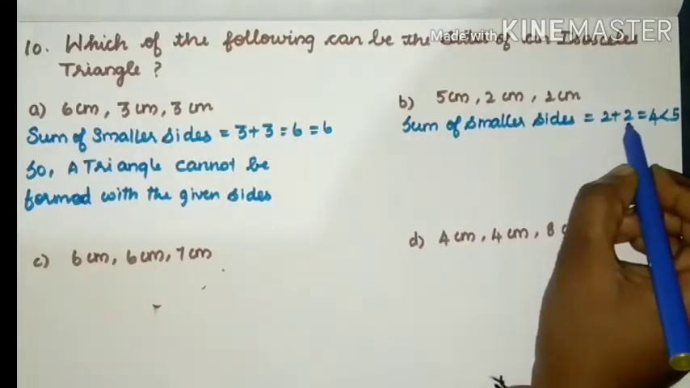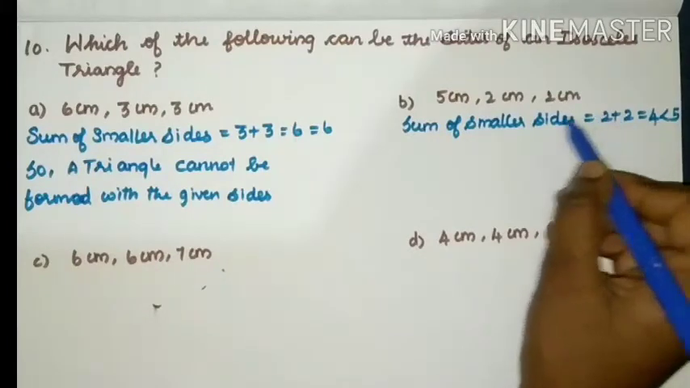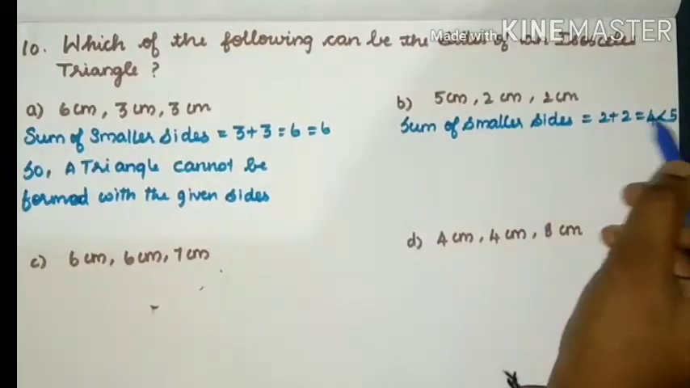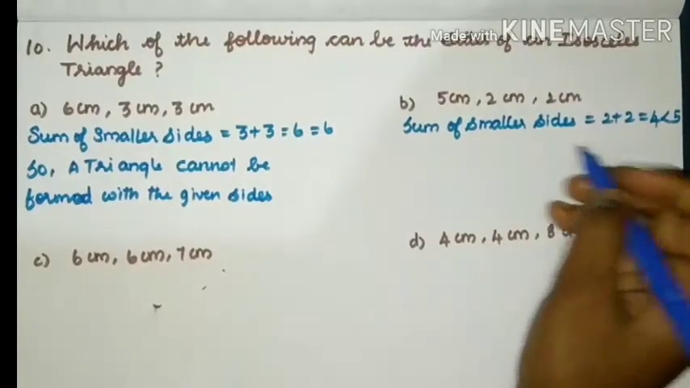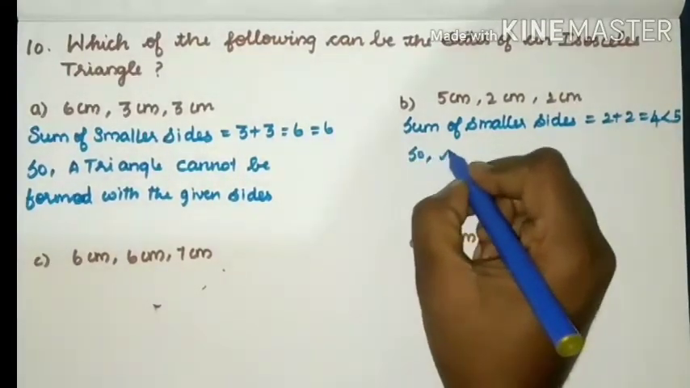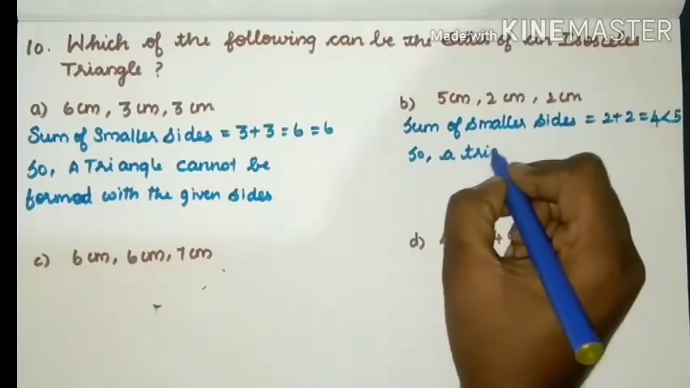By using the triangle inequality property, the sum of the smaller sides must be greater than the third side. But here it is less than the third side. So, a triangle cannot be formed with the given sides.